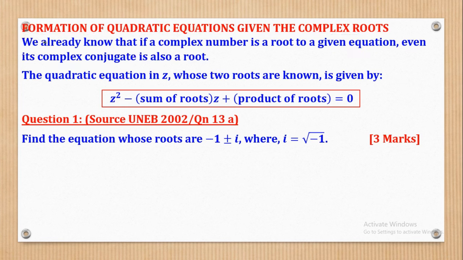So sometimes they can give you only one complex root to imply that even its conjugate will be a root. Now the quadratic equation in z whose two roots are known. So now that you know two roots, you can get the quadratic equation by using the formula, which is z squared minus sum of roots multiplied by z plus product of roots equals 0.